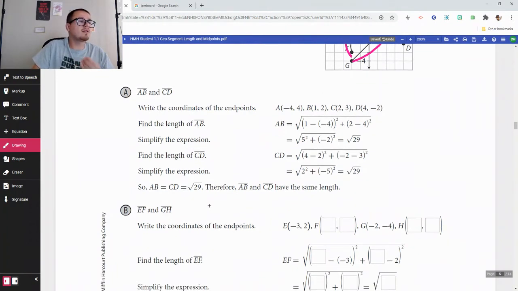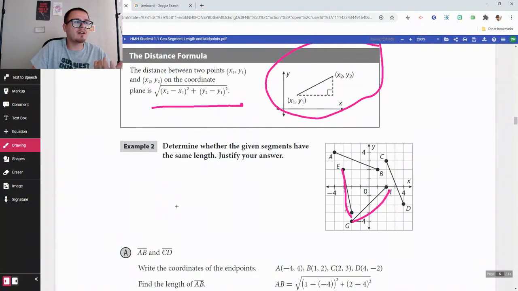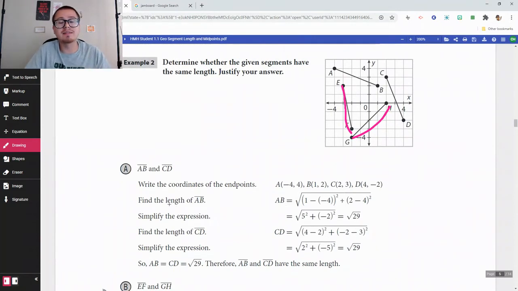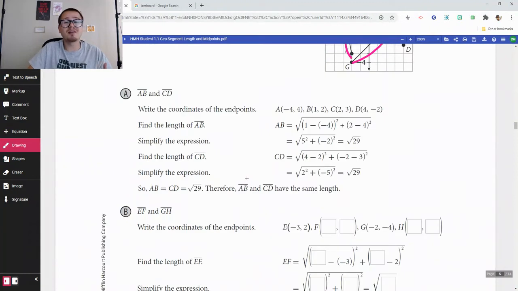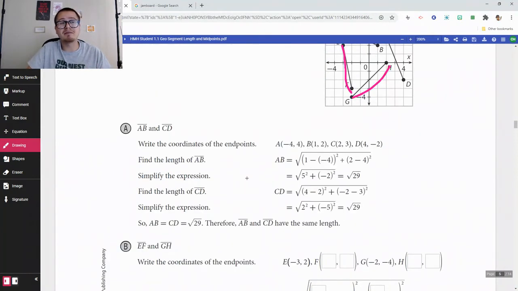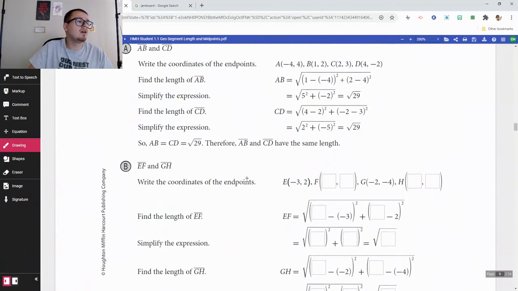So what they want to do is they're comparing, right? They're trying to see if these 2 line segments have the same length. You could measure it technically, but this is going to give you a very specific way of knowing if you have the same length or not. So let's do this. What do you think right now just by looking at it? EF, GH?